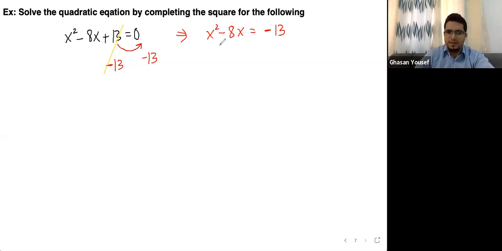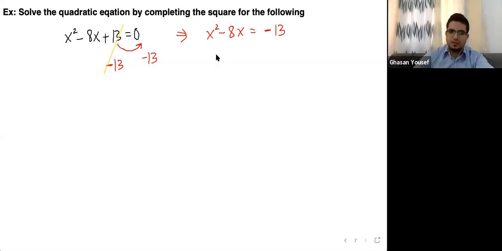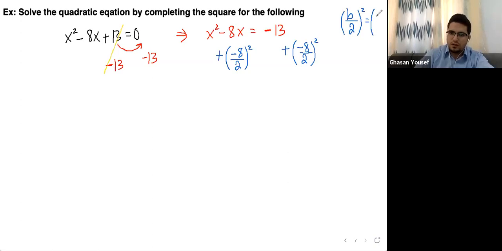Now we have to complete the square. So what should we add? b over 2 squared, which is negative 8 over 2 squared, which is 16. Exactly. So we have to add b over 2 squared. What is the b here? It is minus 8, over 2 squared, for both sides. Then we have to add minus 8 over 2, everything squared.